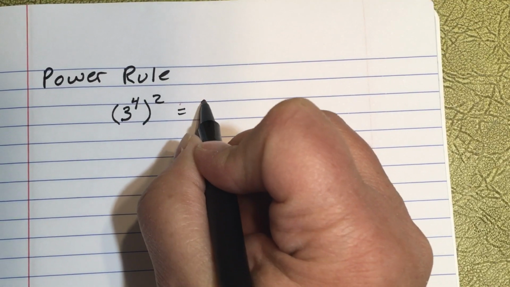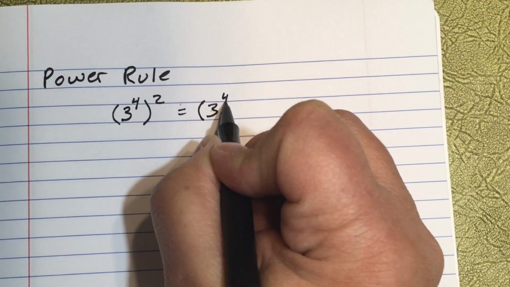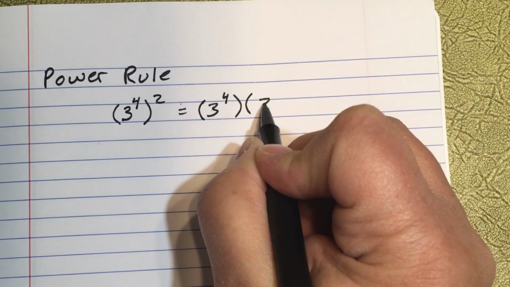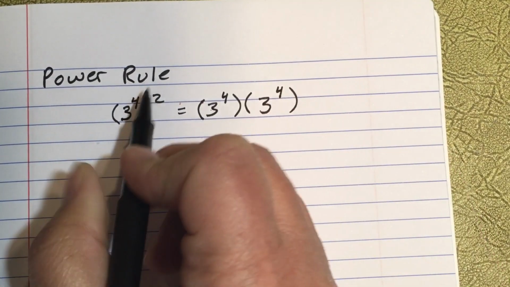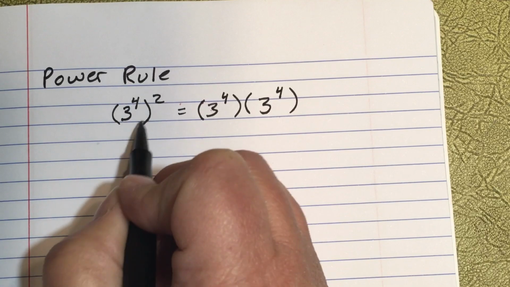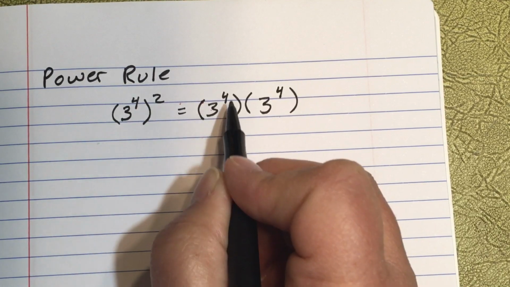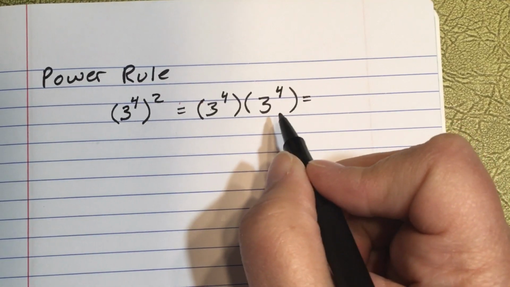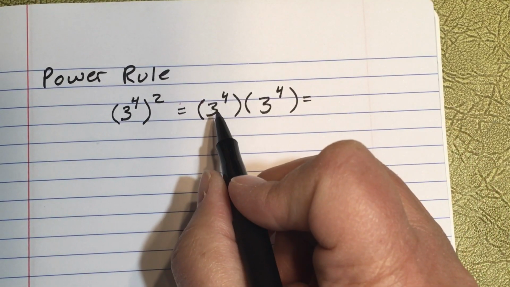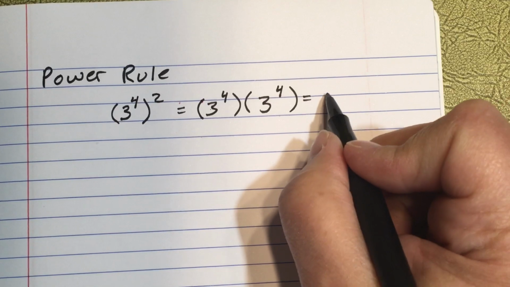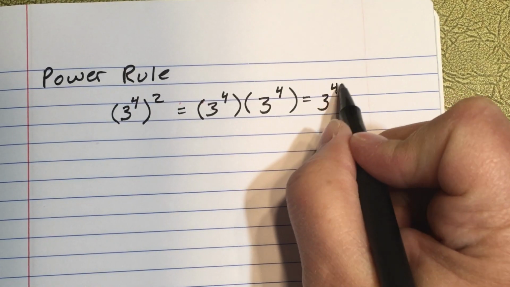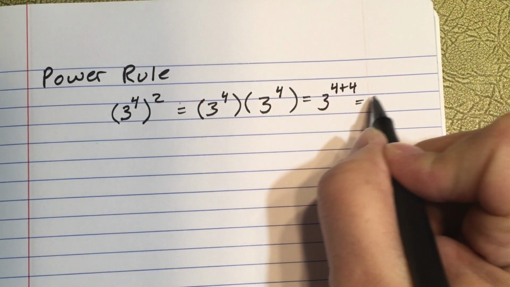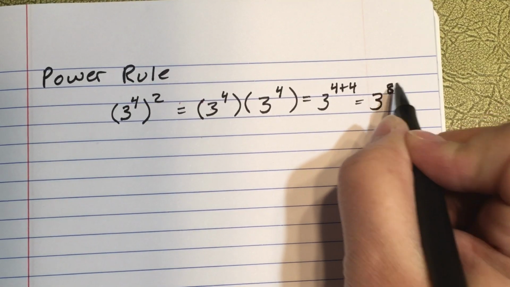That means parentheses 3 to the 4th power times 3 to the 4th power. See, the square says to use 3 to the 4th power as a base and write it down twice. But now it's multiplication, and I can just use that rule. And I would do 3, 4 plus 4. And that would give me 3 to the 8th power.